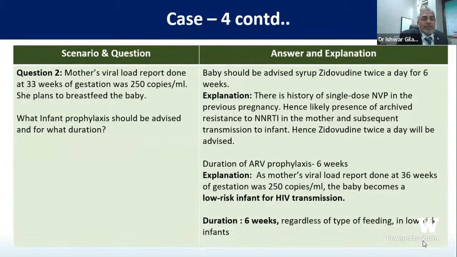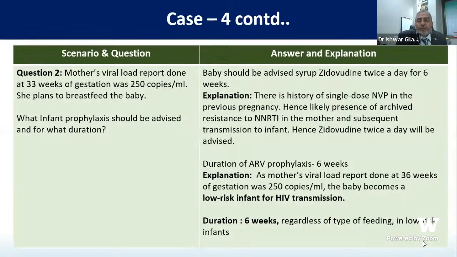This continues. Mother's viral load report done at 33 weeks of gestation was 250 copies per ml. She plans to breastfeed the baby. What infant prophylaxis should be advised and for what duration? So baby should be advised syrup zidovudine twice a day for 6 weeks because there is a history of single dose nevirapine in the previous pregnancy. Hence, likely presence of archived resistance to NNRTI, in this case nevirapine, in the mother and subsequent transmission to infant. Hence, zidovudine twice daily will be advised.